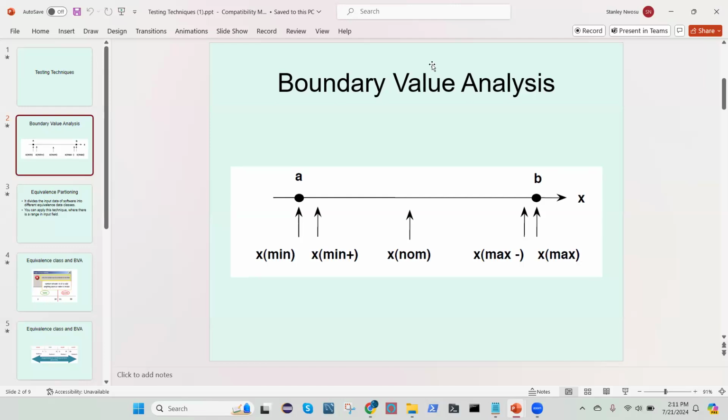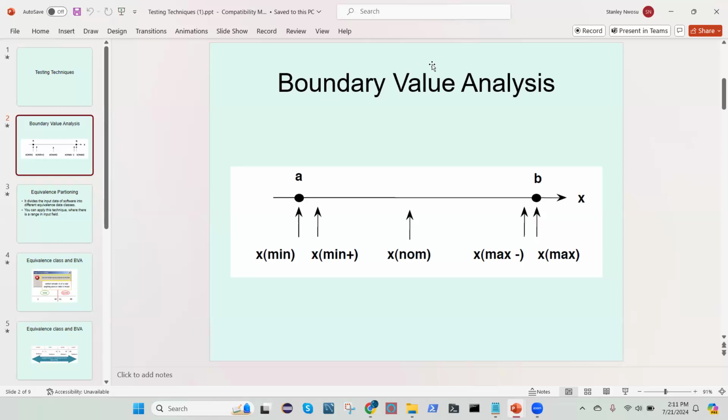We have to check and analyze that this text box can accept 10 digits. Then you have to test what it cannot accept. It cannot accept 9 digits, 8 digits, 7, 6, 5, 4, 3, 2, 1, 0. And anything above is also invalid: 11, 12, 13, 14 to infinite. So you have to test all those things.